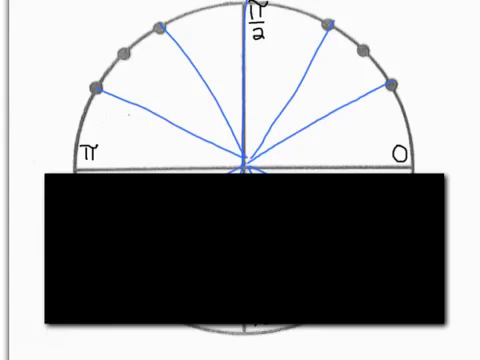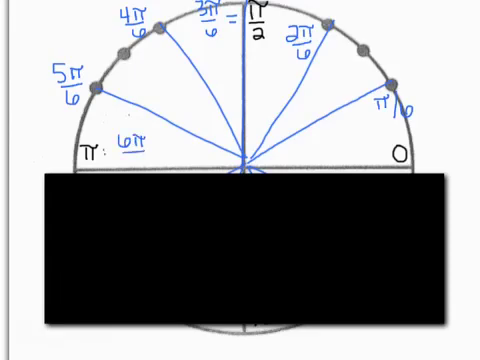So that would make this pi over 6. It would make this 2 pi over 6. Pi over 2 is really the same thing as 3 pi over 6. Then this would be 4 pi over 6, 5 pi over 6. And pi is really the same thing as 6 pi over 6. Now counting along those other markings, I'm using every line except the 45-degree line. Pi over 6, 2 pi over 6, 3 pi over 6, 4 pi over 6, 5 pi over 6, 6 pi over 6.